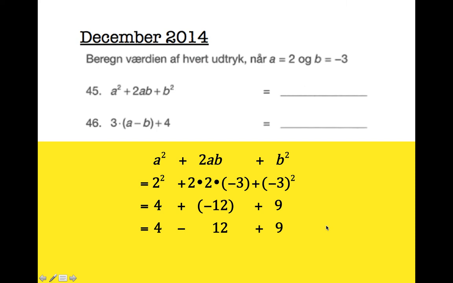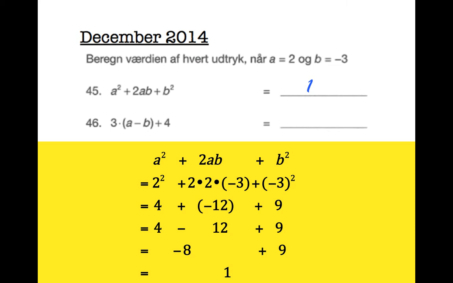Now when there's pluses and minuses and nothing else, the only rule about what order you do them in is just to do them as they come, so from left to right. So first of all, 4 minus 12 is minus 8. So that's the same as minus 8 plus 9, and minus 8 plus 9 is 1.